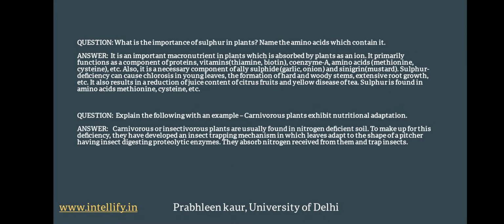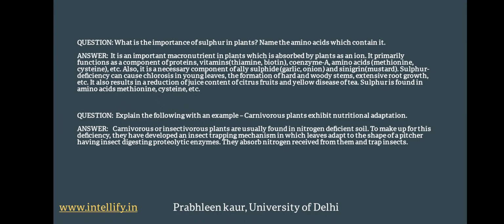Next question. What is the importance of sulfur in plants? Name the amino acids which contain it. It is an important macronutrient in plants which is absorbed by plants as an ion. It primarily functions as a component of proteins, vitamins which include thiamine and biotin, coenzyme A, and amino acids methionine, cysteine, etc. Also, it is a necessary component of sulfide, garlic, onion, and sinigrin in mustard.